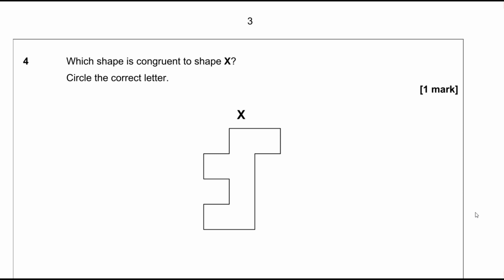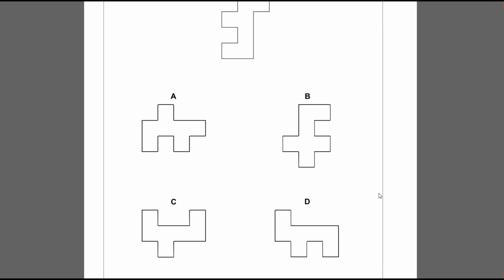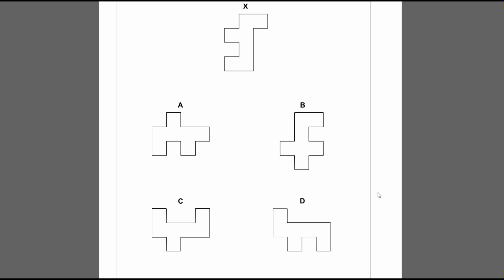We are in question 4. Which shape is congruent to the shape X? Circle the correct letter. You know the word congruent? That means there is another shape that has exactly the same shape and size. So let's see what our choices are. We have several shapes here, A, B, C, and D. Which one is congruent with X?